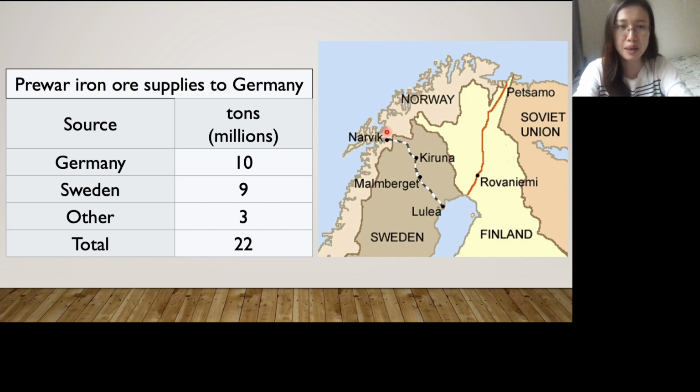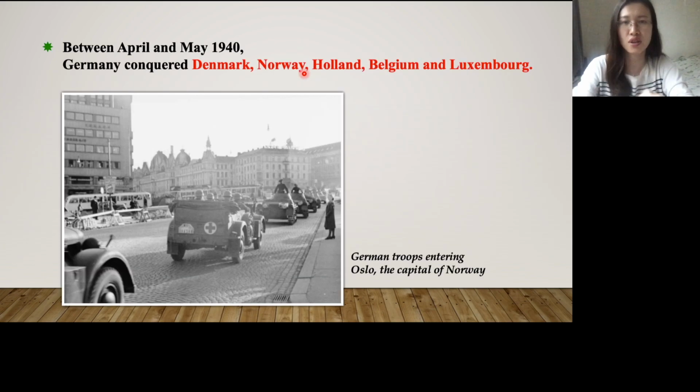So you can see Norway is important because one of the important ports to transport their strategic resource was located in Norway, right? So as a conclusion, just to ensure they can smoothly get all these iron ore supplies from Sweden, this is the reason why they needed to have Norway and Denmark first before they really tried to invade France or Britain, because they needed the resource to help their heavy industry build all those weaponries, which was a very important supply during the war. So between April and May, actually just in 2 months, right?